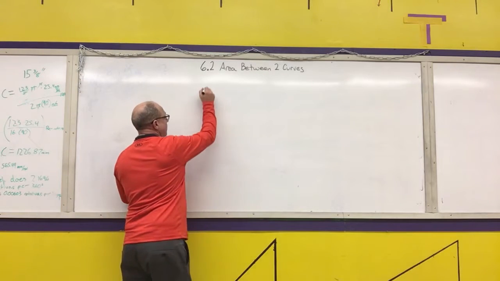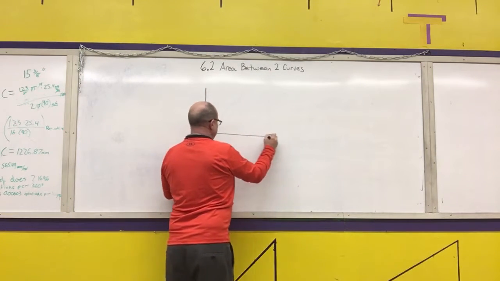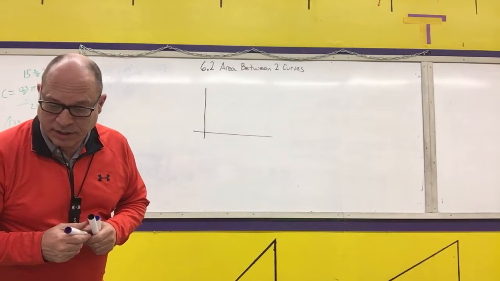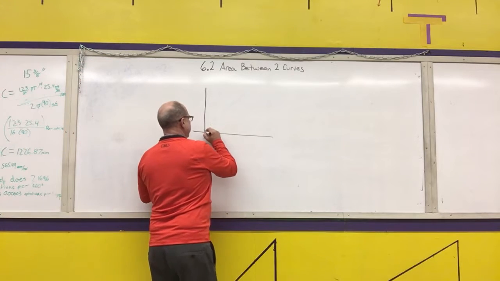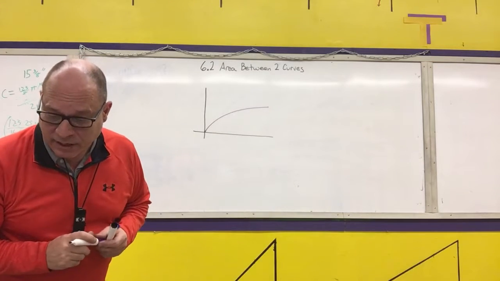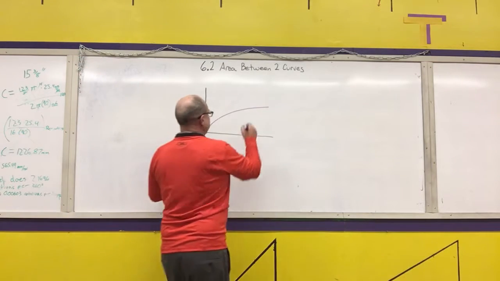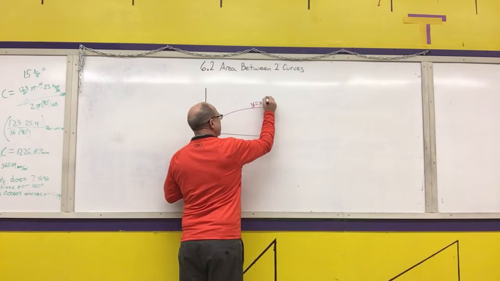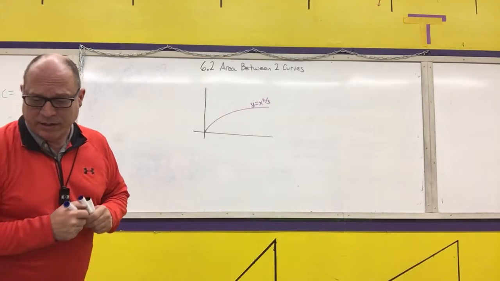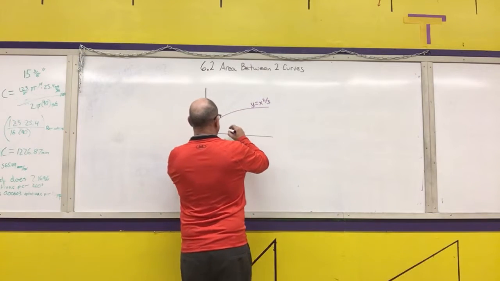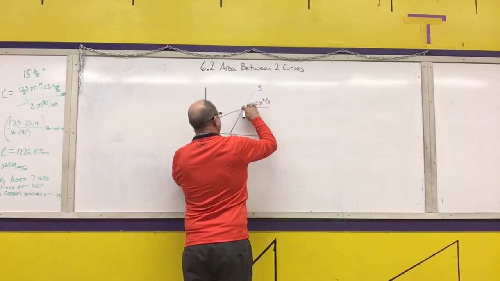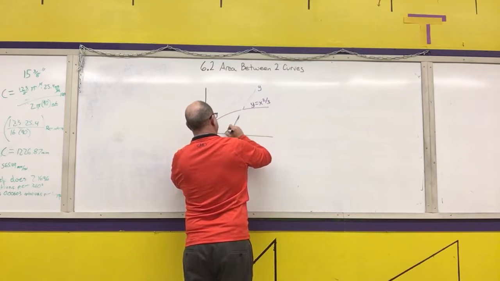So I am going to draw you 2 functions. The first function is, we'll do this one, y equals x to the 2/3. And the second function I'm going to draw is y equals x minus 4. And actually that should be a 45-degree angle, so let me draw it a little better.